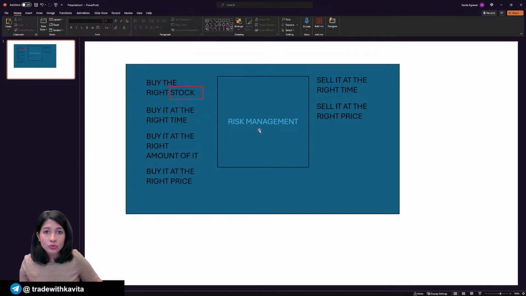What is risk management? It is basically maintaining your stop losses, trailing your stop losses. So what do you need? You need to know firstly how to select the right stock. So today in this session, we are only going to focus on buying the right stock. Now, in order to buy the right stock, there is a whole process to it.